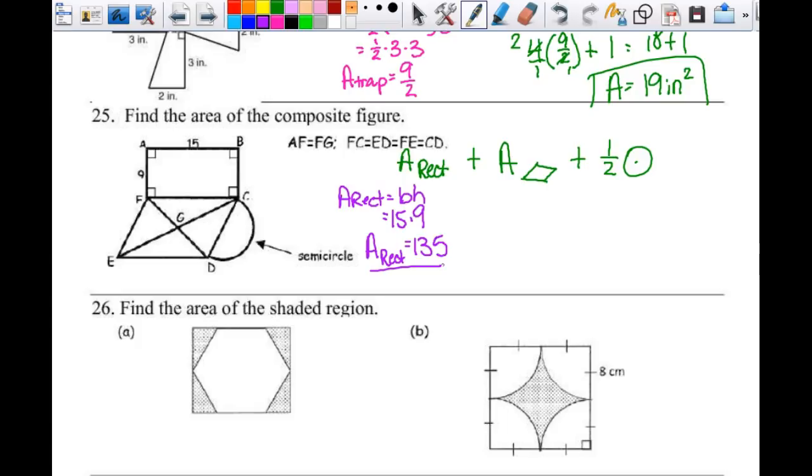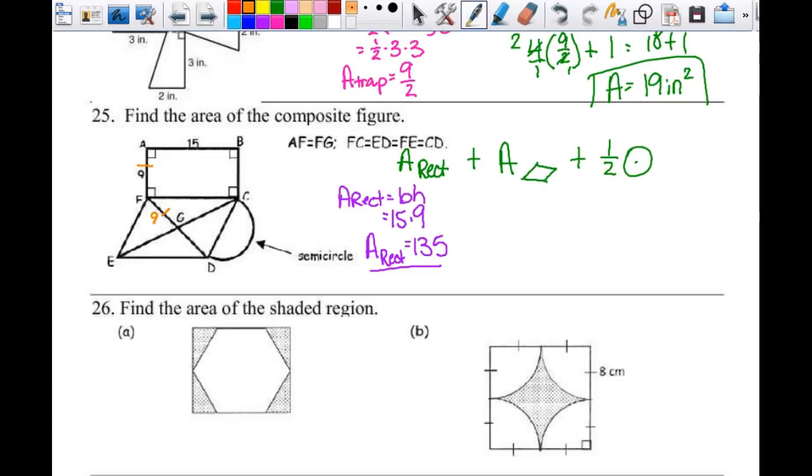Then I need to find the area of the parallelogram. So the area of the parallelogram, let's see what this tells me here. I didn't even read the rest of this. The length of AF, right here, is equal to the length of FG, right here, which means this is 9.